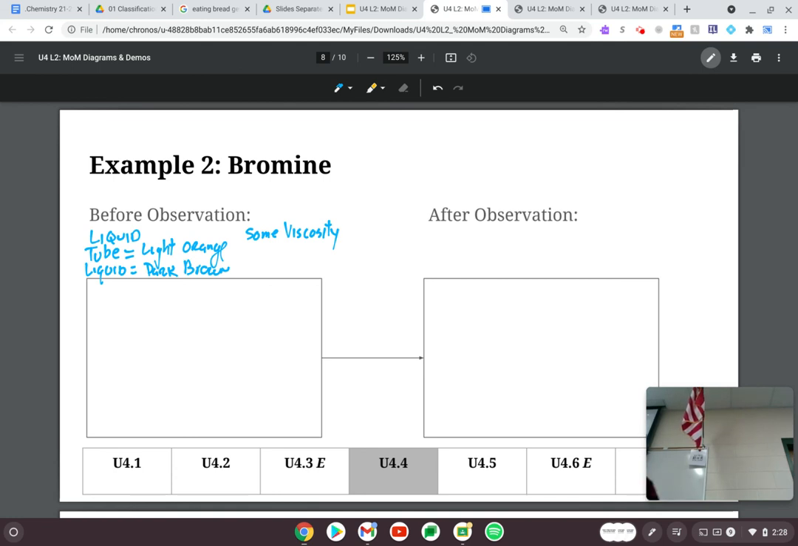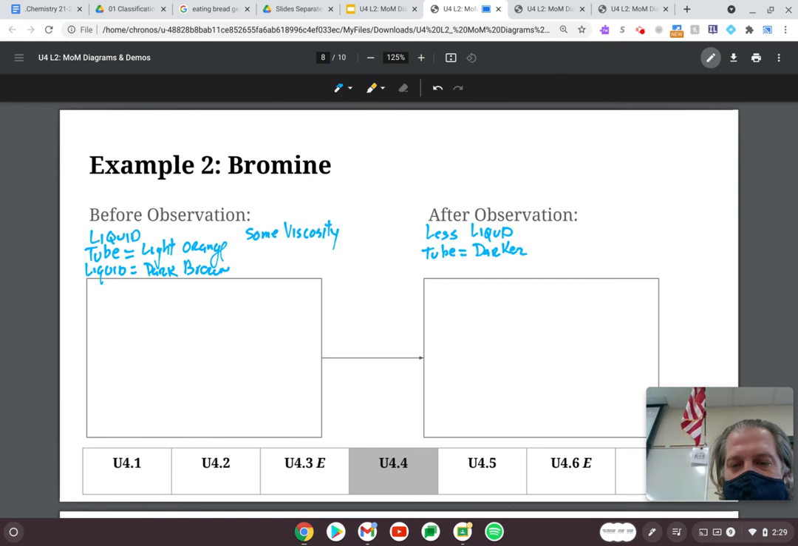Okay, so all right, gentlemen. In this instance, we would say that there appeared to be less liquid, right? And we could also say that the tube color was a darker orange.